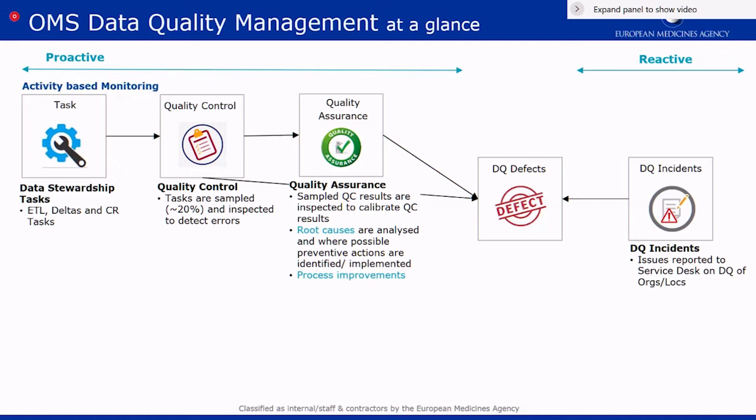As well, in case we see that there are some rules that we may be missing, something that we do not have in our data quality rules, all those will be captured under a different report, where we capture what we call data quality defects.